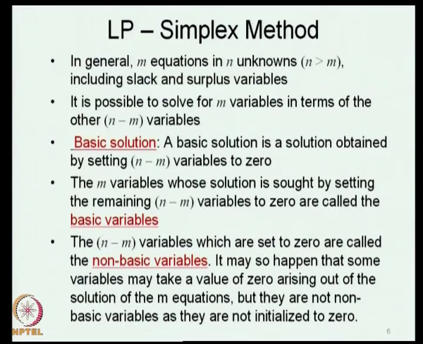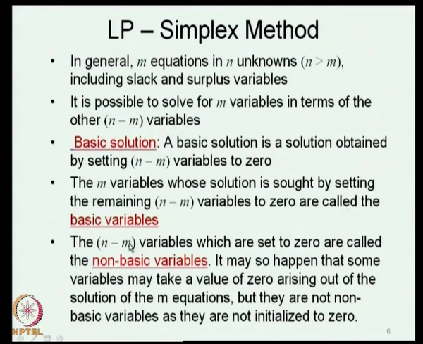Remember, it may so happen that we get the solution to be 0 when we solve for these m variables. We may get solutions for some of the variables to be 0, but they were not a priori set to 0 and therefore, they are not non-basic variables. The n minus m variables which are set to 0 are the non-basic variables.